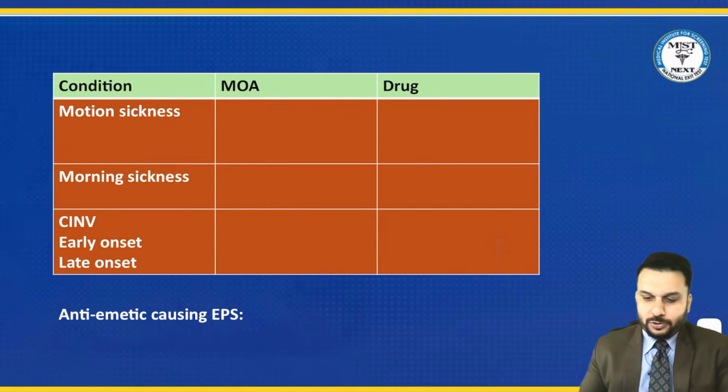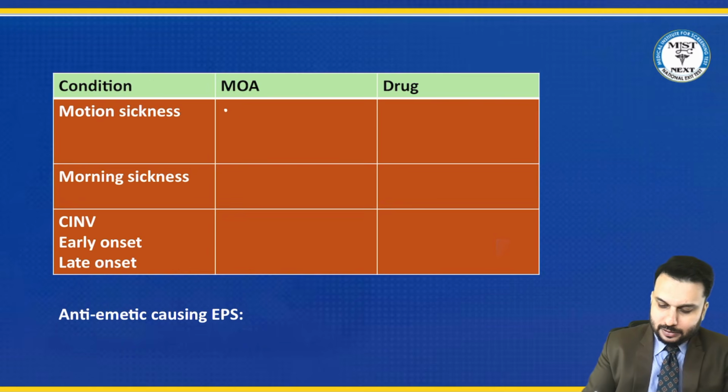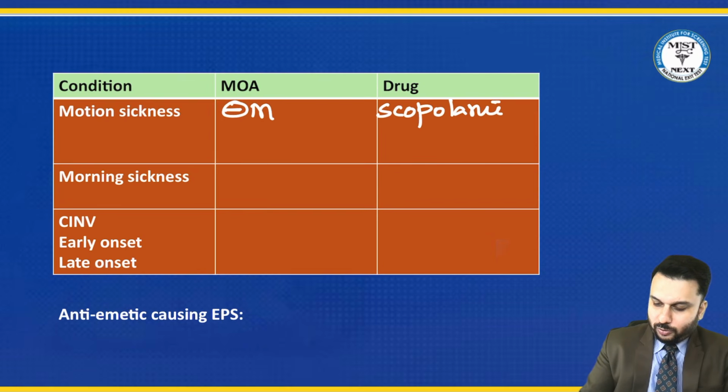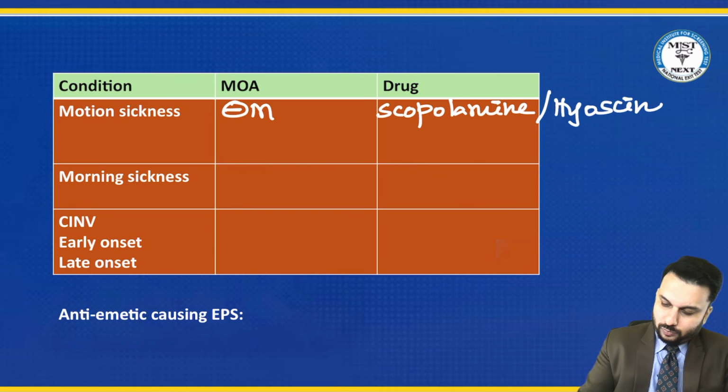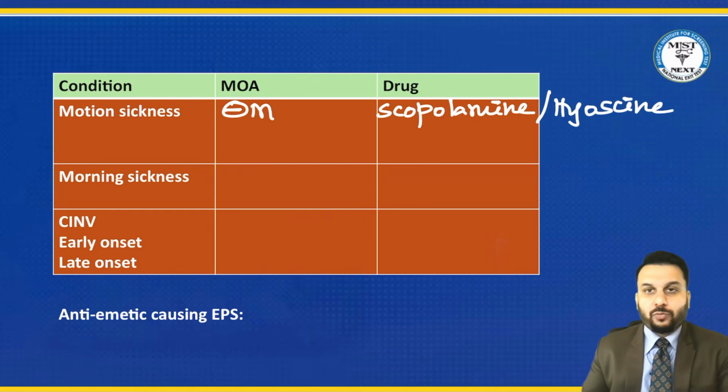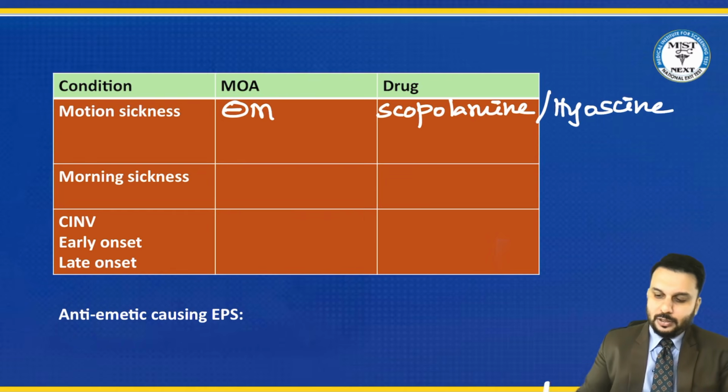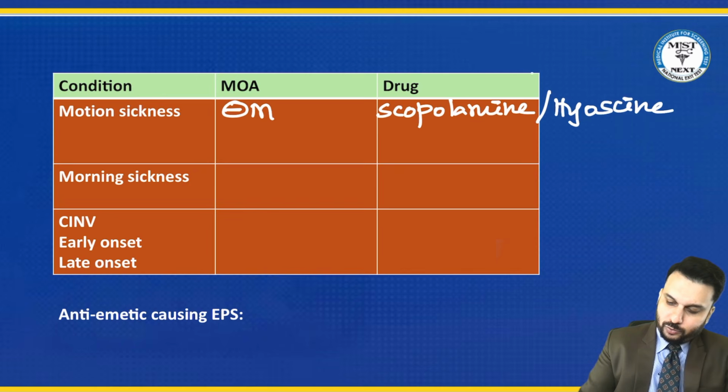So for the motion sickness, which drug do we use? The answer is it's a muscarinic blocker. The muscarinic blocker is called by the name of scopolamine, also known as hyoscine. This is the drug of choice for motion sickness, right? They are the drug of choice for motion sickness.